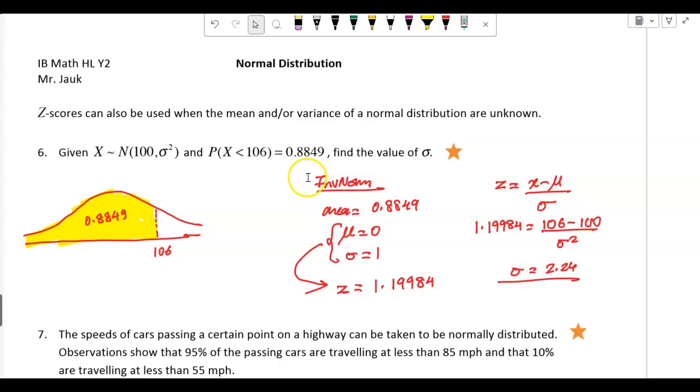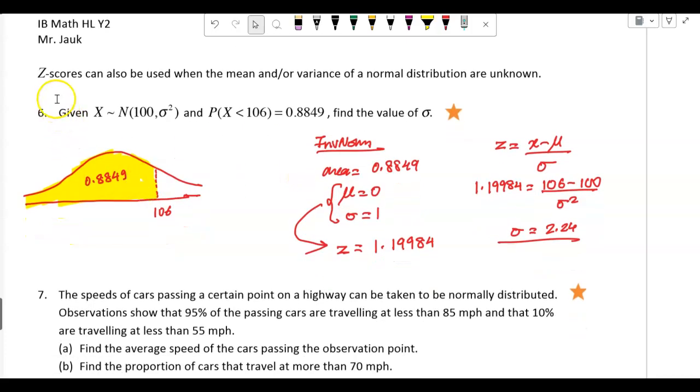This is very, very important. Z score can be used to find the mean and variance of a normal distribution. So if you don't know the mean or variance, then you have to use the Z scores to find it. How will you do that? Let's have a look at this now. Given that X follows a normal distribution, the variance is unknown, and they've given you probability X is less than 106 is 0.8849. You have to find the standard deviation.